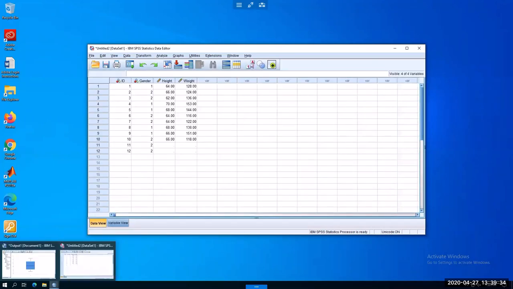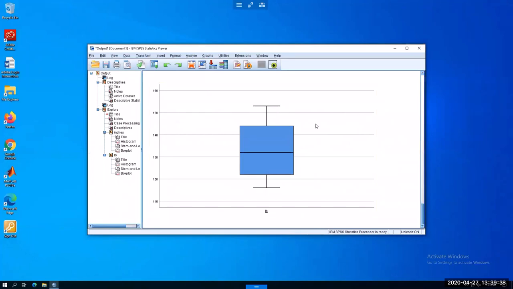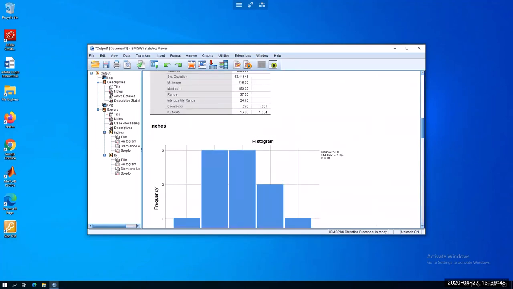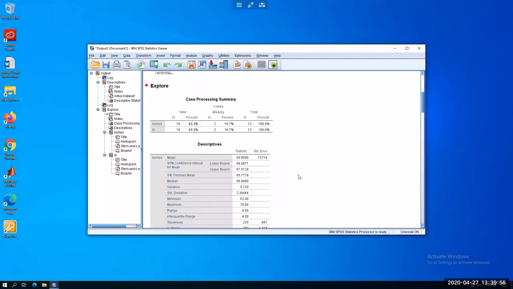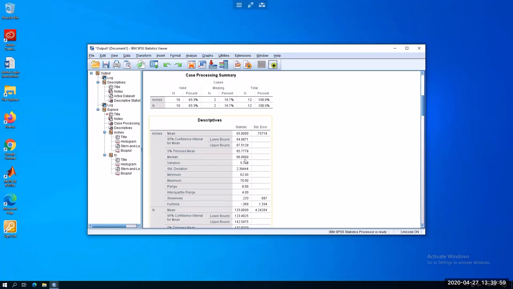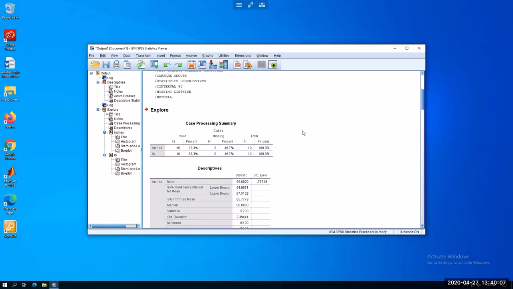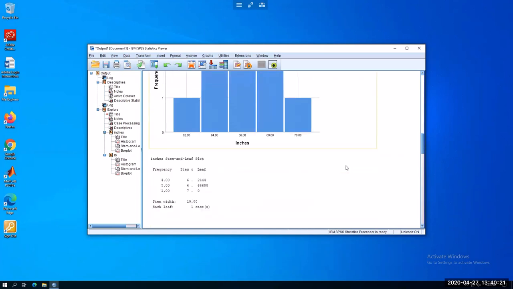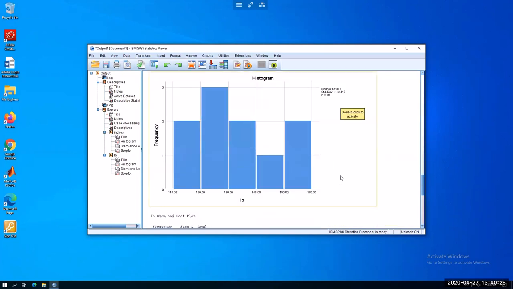Height in inches. So you can get lots of information by using the explore option. For example, median. Yeah, we have confidence intervals, so lower and upper bound of height and weight, range, variance, interquartile range, and so on. And we have some charts to get a sense of our data.